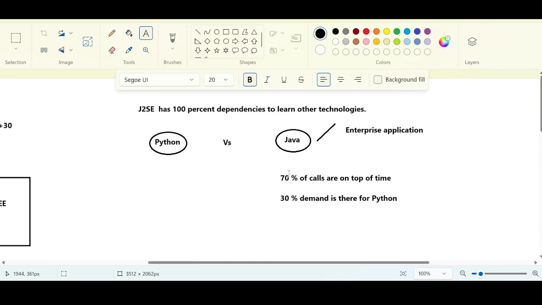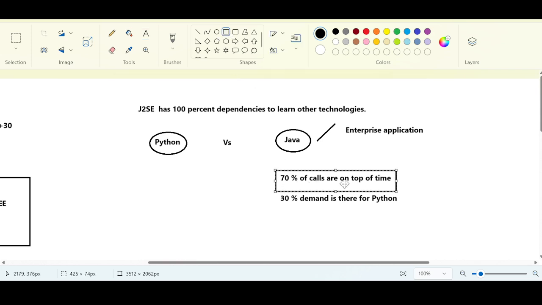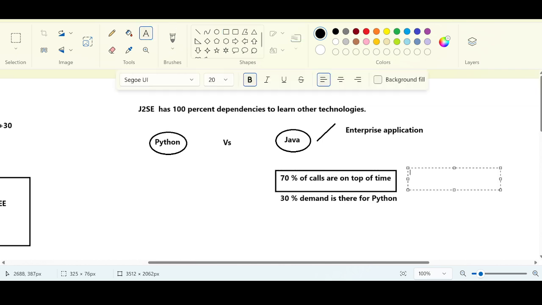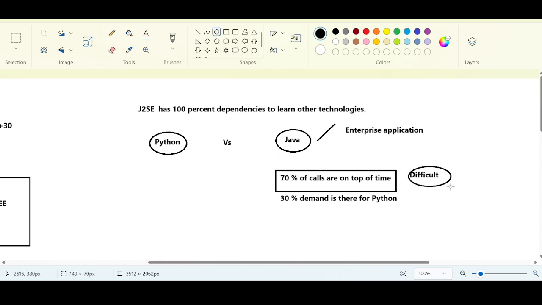Okay. And one more question could be triggering in your mind. What is that question? Sir, if Java is giving this much of opportunities, why are people saying that Java is difficult? Is it really difficult? Trust me, there is no such difficulty with Java. You can learn Java independently. It's all about how you are giving your time, and how you are maintaining the consistency.